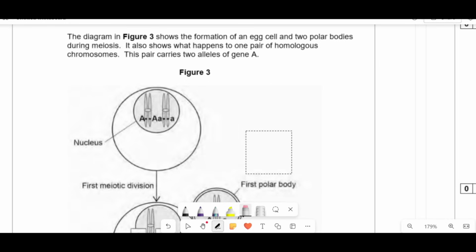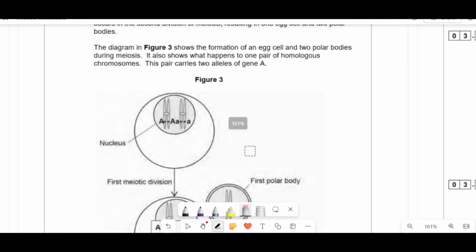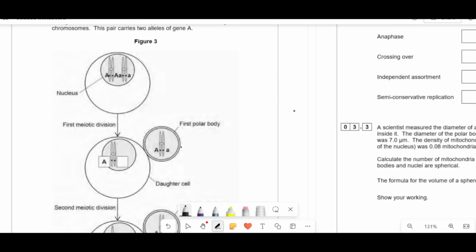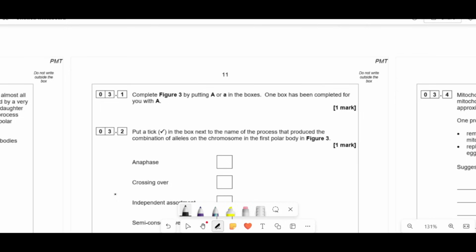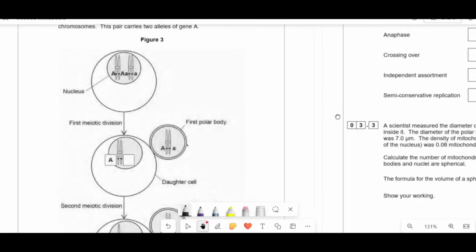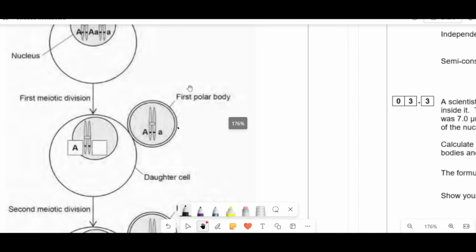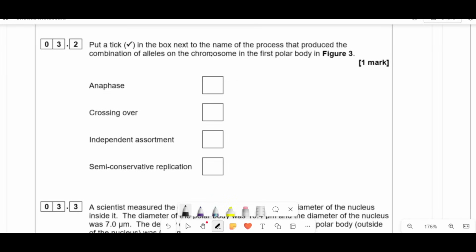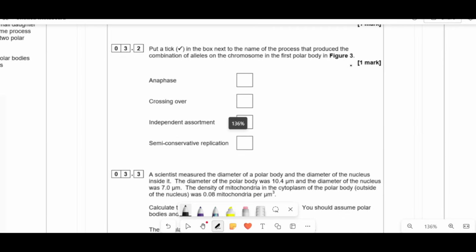So it's really important that you just get that distinction clear, because people just love yapping about random things to do with homologous chromosomes, not having a clue what it means because they're trying to memorize answers and it doesn't work. So anyway, it says here, complete figure 8 by putting a big A or a little a in the boxes. One box has been completed for you with big A. So if we have a look, we have big A, little a, right? So if you have a big A here and a big A here, there's a little a here, then that has to also be a little a. You can't have any other letter there. Then it says, put a tick in the box next to the name of the process that produced the combination of alleles on the chromosome in the first polar body in this, right?